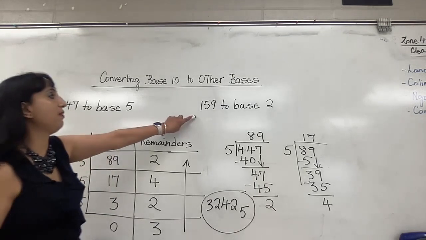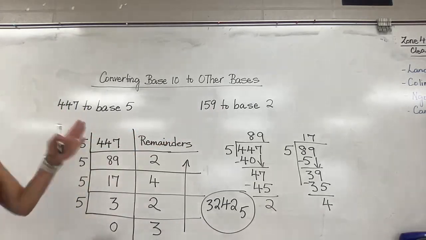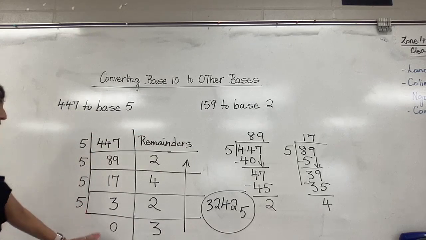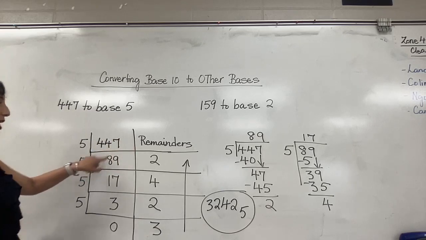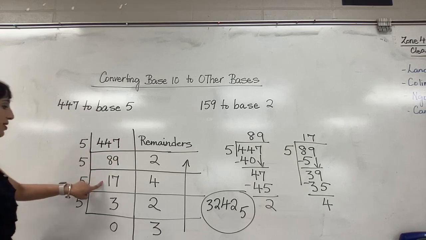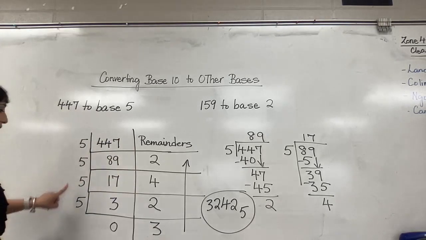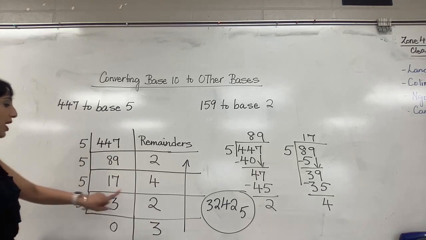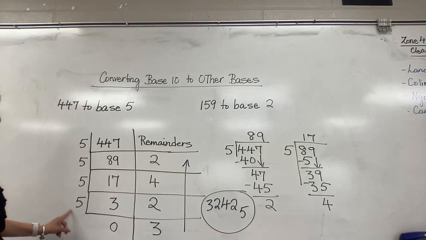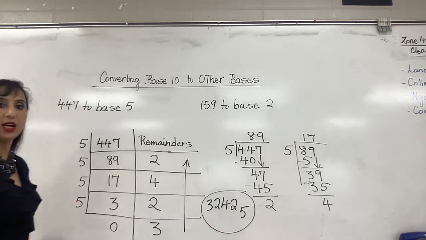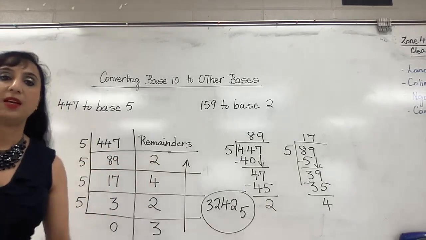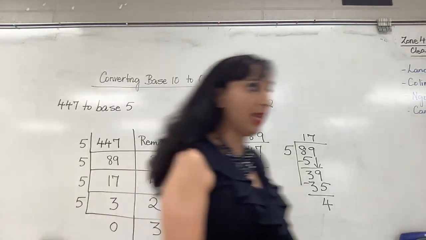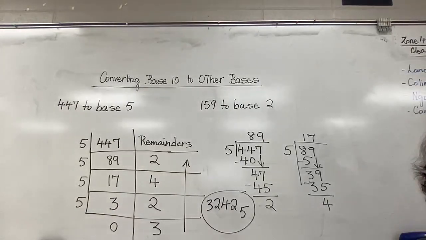All right. Now let me show you this one, 159 to base 2. Please remember, once again, a real quick review. We keep dividing until we reach a number like this, okay? So 447 divided by 5, you get 89, remainder 2. 89 divided by 5, quotient 17, remainder 4. Divided by 5, quotient 3, because 5 times 3 is 15, and remainder 2. And now 3 is smaller than 5, so the quotient is 0, and 3 becomes the remainder here. Now all we do is read it from bottom to the top, and that becomes my base 5 number. Okay, so let's try the same thing with base 2 now.